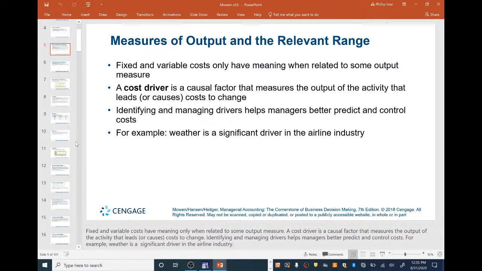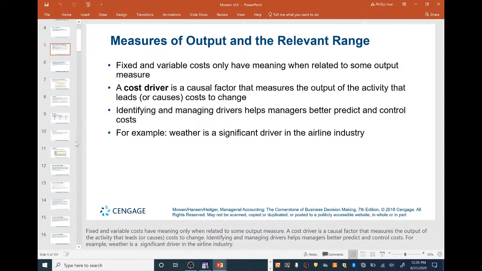Okay, measures of output and the relevant range. Fixed and variable costs only have meaning when related to some output measure. So what do we mean by output measure? What we mean by an output measure is how much we are actually going to produce, or how much this company is going to put out within a period.